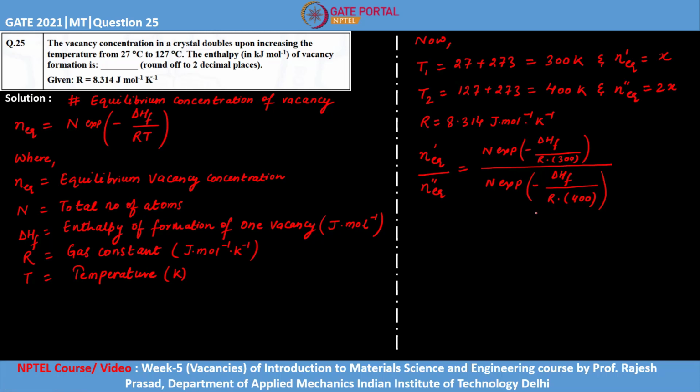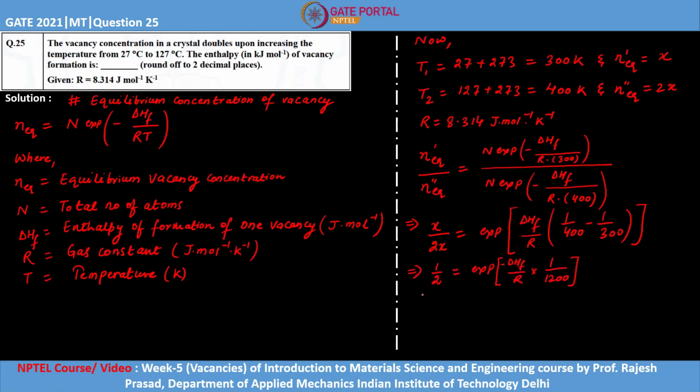Now if you put the value of all this which we have been given in the problem, we will get NEQ bar as X and NEQ double bar as 2X with EXP of delta HF upon R into 1 upon 400 minus 1 upon 300. If you solve this, we will get an expression like this, and if you further simplify this, we will get delta HF as 1200 R into ln2.